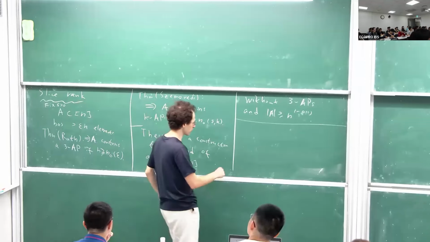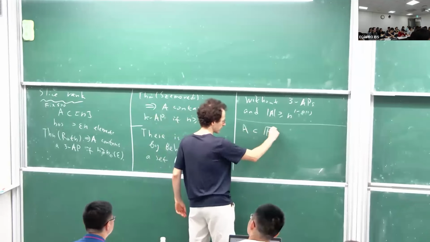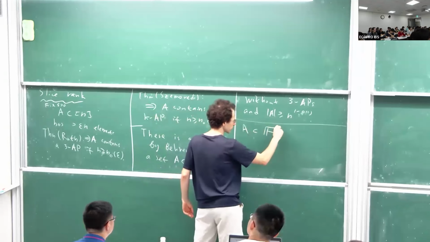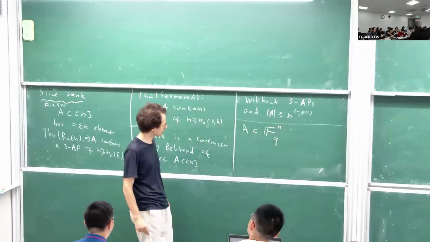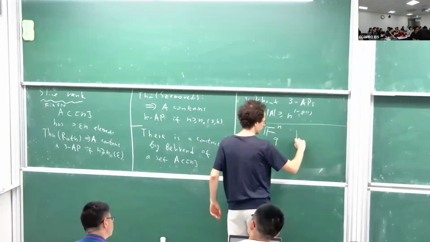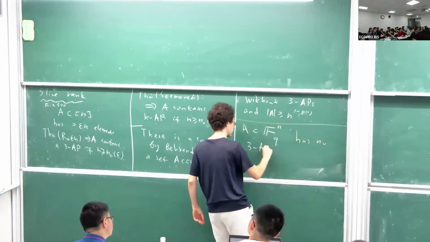So here's what we're going to talk about. We are going to look at a subset A of F_q^n, where q doesn't matter too much, and A does not contain, for us, no 3-term arithmetic progression.